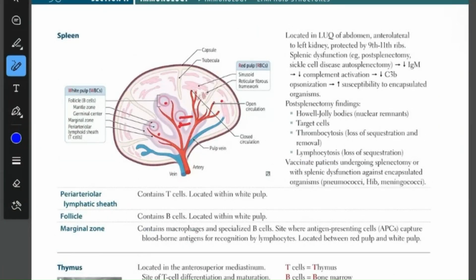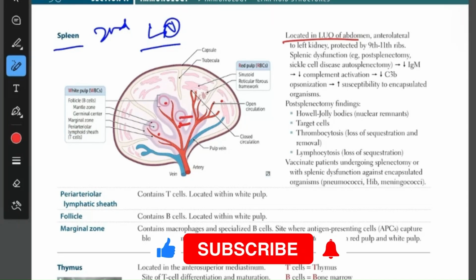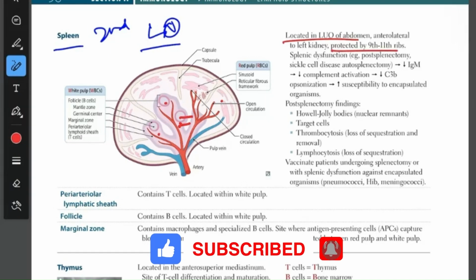On to the next. Okay, so the spleen is another secondary lymphoid organ, just like the lymph node. The most important information you want to remember about the spleen is the location, because you could get a question where the spleen is injured from a blunt force abdominal trauma. So you need to know that it is in the left upper part of the abdomen.